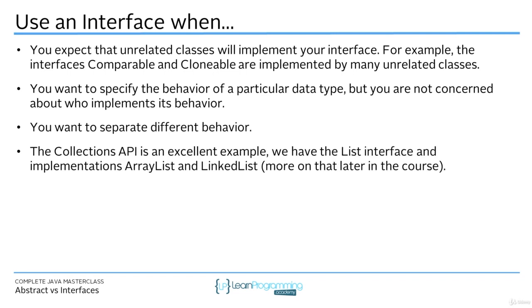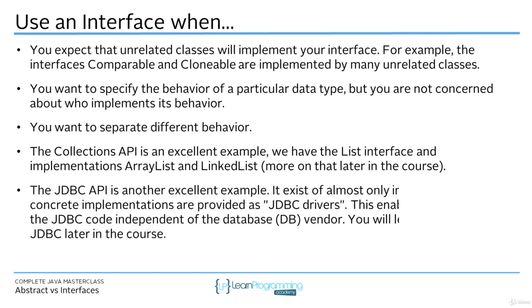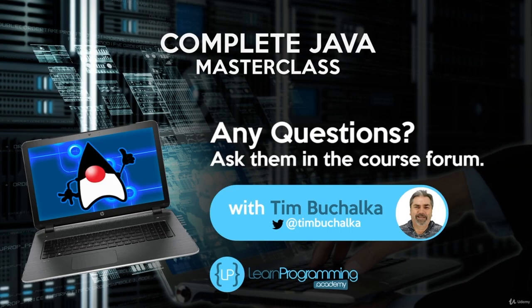Now the Collections API in Java is an excellent example of interfaces. We've got the List interface and implementations ArrayList and LinkedList among others, and more on this later in the course. Another example is the JDBC API. Now that consists of almost only interfaces. The concrete implementations of methods are provided as JDBC drivers. So that enables you to write all the JDBC code independent of the database, the DB vendor. And you'll learn more about JDBC in this course. All right, so those are the differences between abstract classes and interfaces. Let's move on now to the next video.